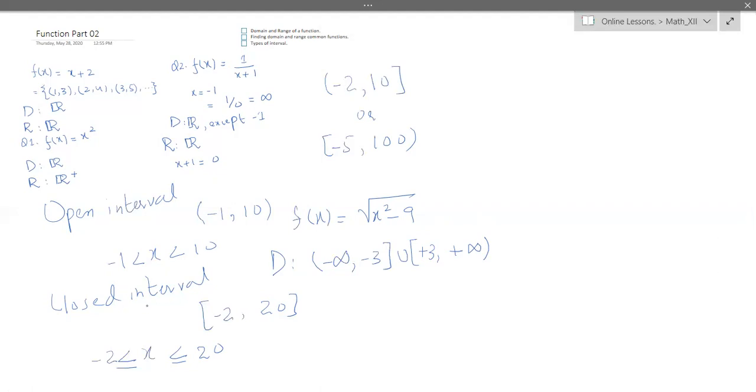The range of this function will be, any guess? You can easily guess it now. The range of this function will be, it will produce 0. The minimum value that it can produce, the minimum positive value that it can produce, is 0. And the maximum positive value will be infinity.